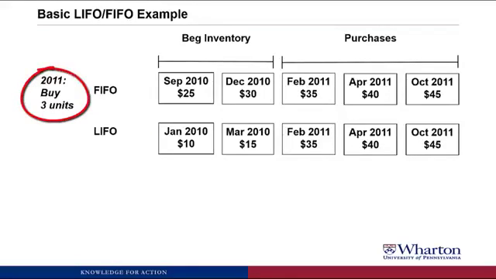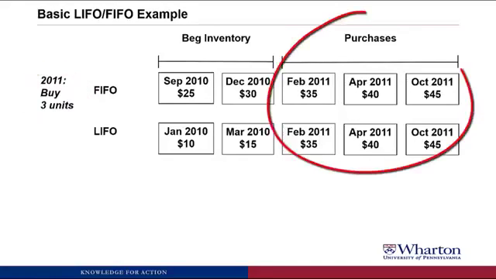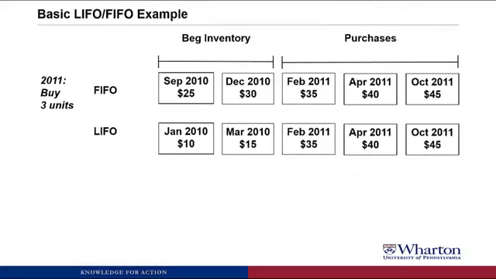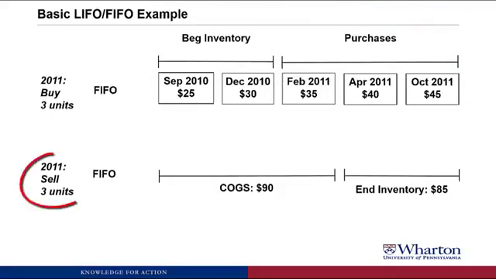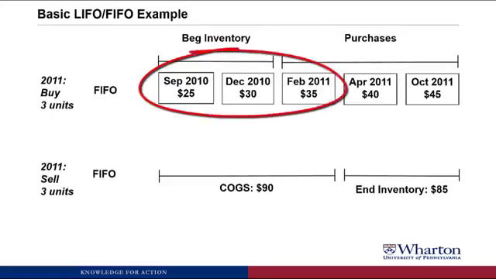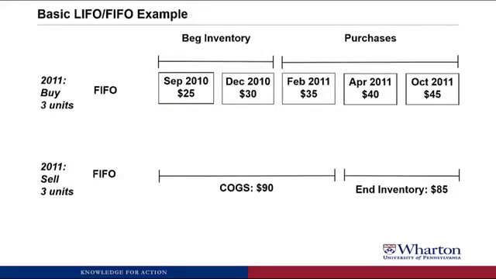Then we purchased 3 units during 2011, and the cost of those units are the same because we're buying them during the year. Now we're going to focus on FIFO and LIFO separately, starting with FIFO. So we sell 3 units during 2011. To figure out cost of goods sold under FIFO, we start with the oldest cost and move forward. So our cost of goods sold will be 25 plus 30 plus 35 equals 90. Ending inventory is the newest cost, so it's the 40 plus 45 gives you 85.